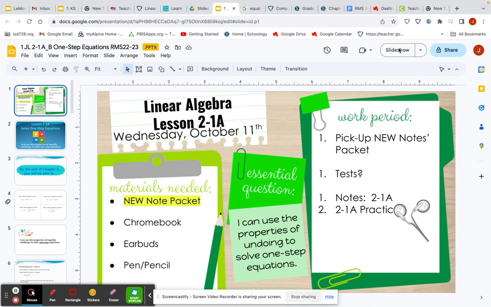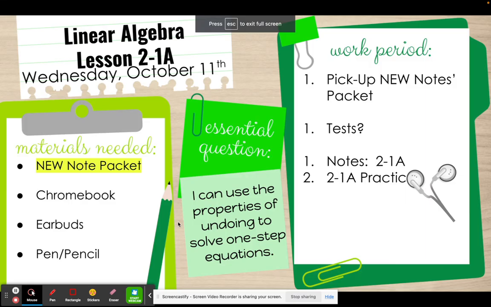Hi everyone, today we're going to be solving one-step equations. This is not new. You've been doing this since sixth grade. So not a new concept. Our goal for today is to use the properties of undoing to solve one-step equations.